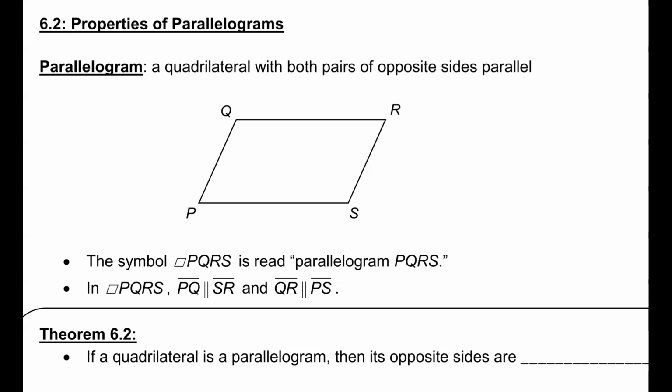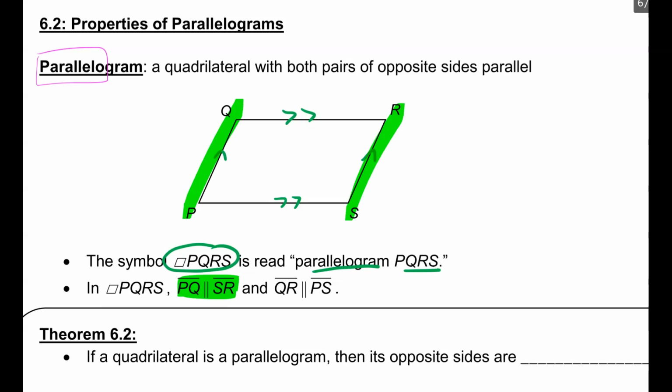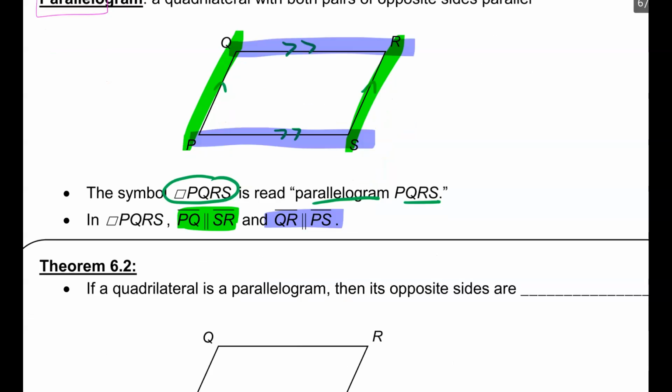So here we go. A parallelogram is a quadrilateral with both pairs of opposite sides parallel. It's in the name. Parallelograms have two sets of parallel sides. So what I'm going to draw here, we have one set of parallel sides and we have our second set of parallel sides. This symbol, we read it as parallelogram PQRS. So notice that we have PQ and SR parallel to each other. We also have QR and PS parallel to each other. Okay, that's the definition of parallelogram.